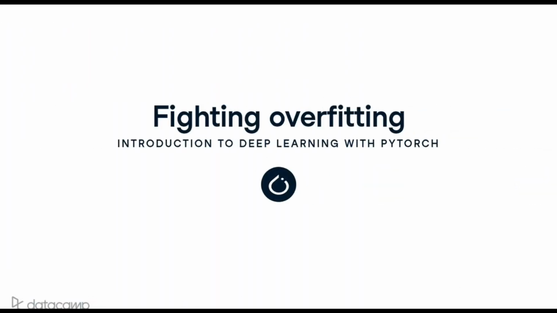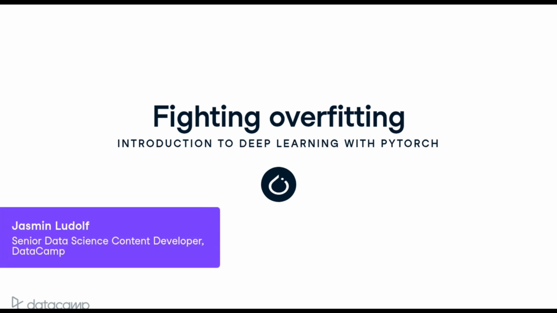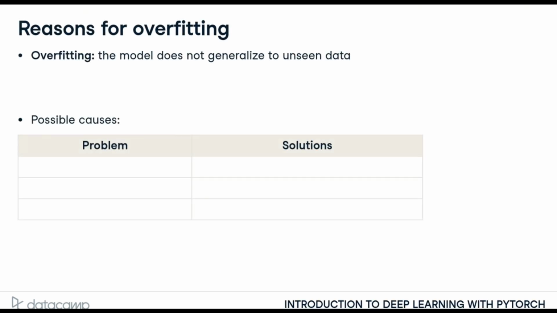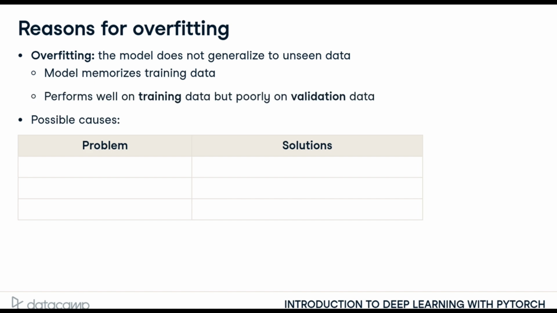Previously, we learned how to detect overfitting by looking at the training and validation losses. In this video, we'll discover a few ways we can fight overfitting. Recall that overfitting happens when the model does not generalize to unseen data. If we do not train the model correctly, it will start to memorize the training data, which leads to good performance on the training set, but poor performance on the validation set.